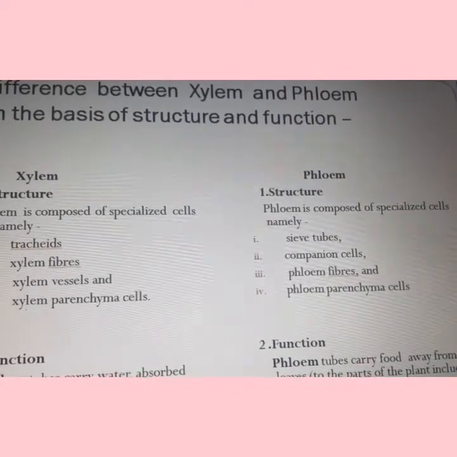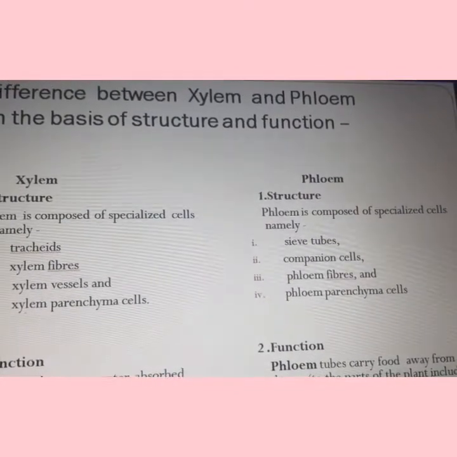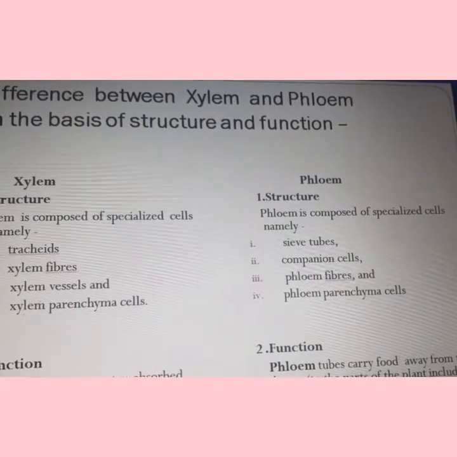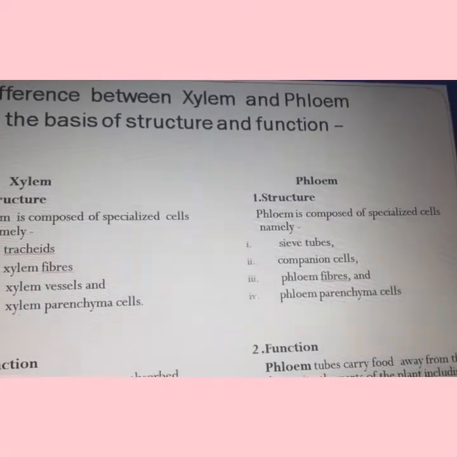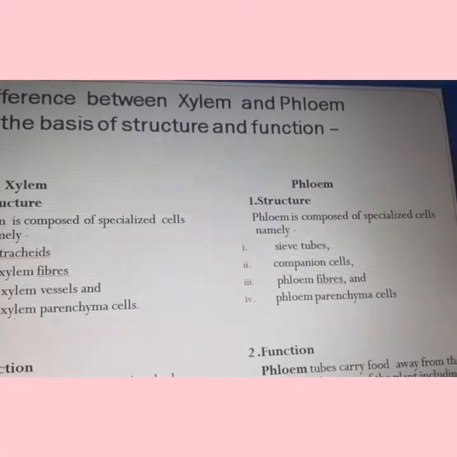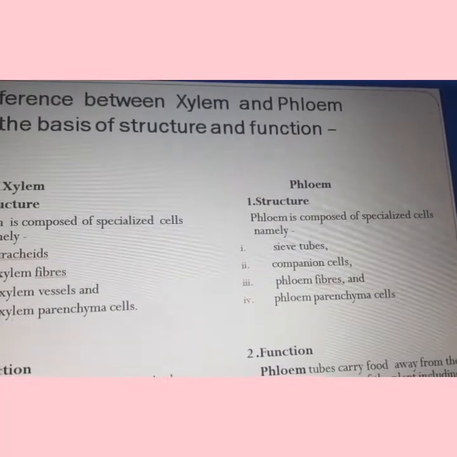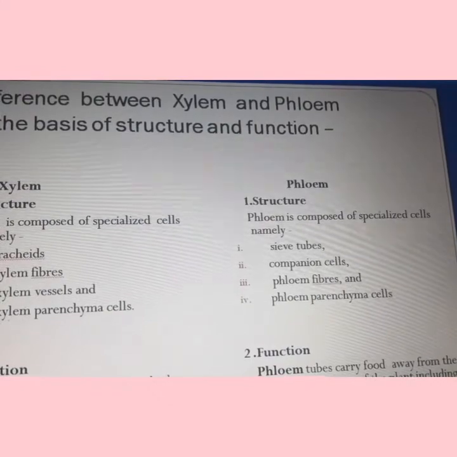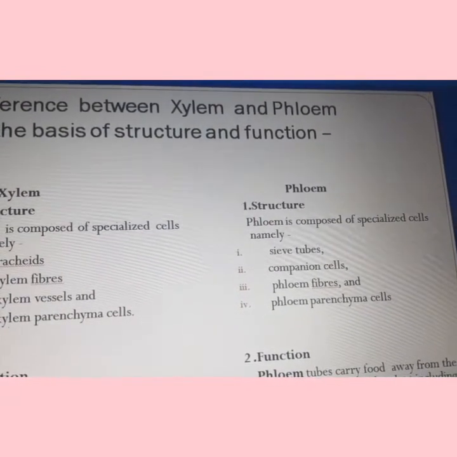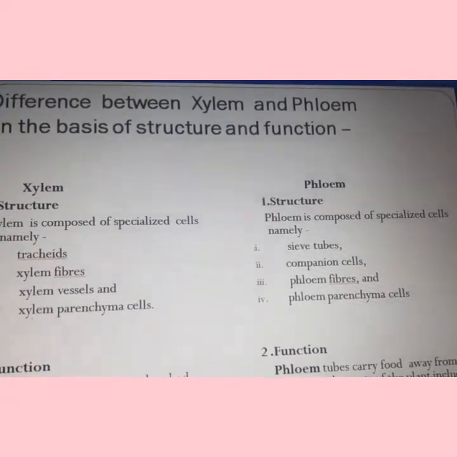The xylem and the phloem can be differentiated on the basis of functions also. The xylem carries water absorbed from the roots upwards towards the leaves, whereas the phloem carries food away from the leaves to all parts of the plant, including the roots.